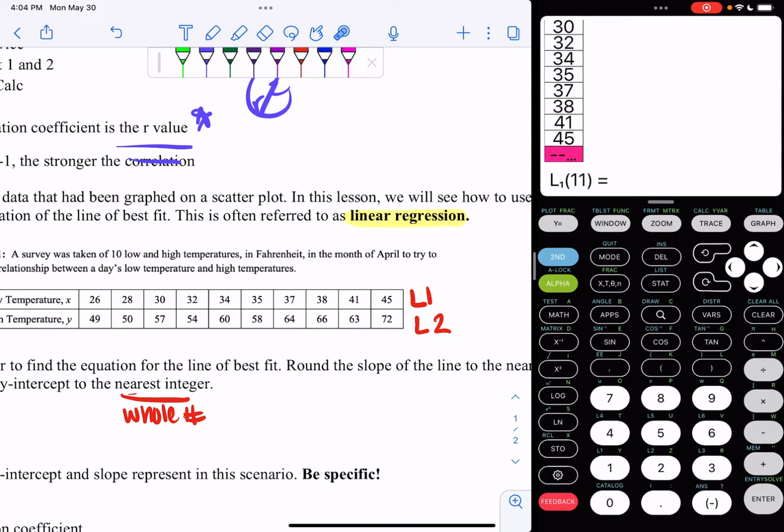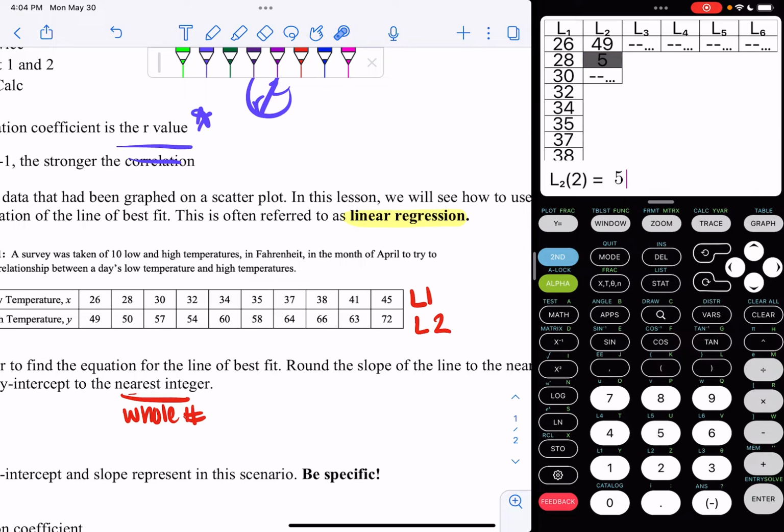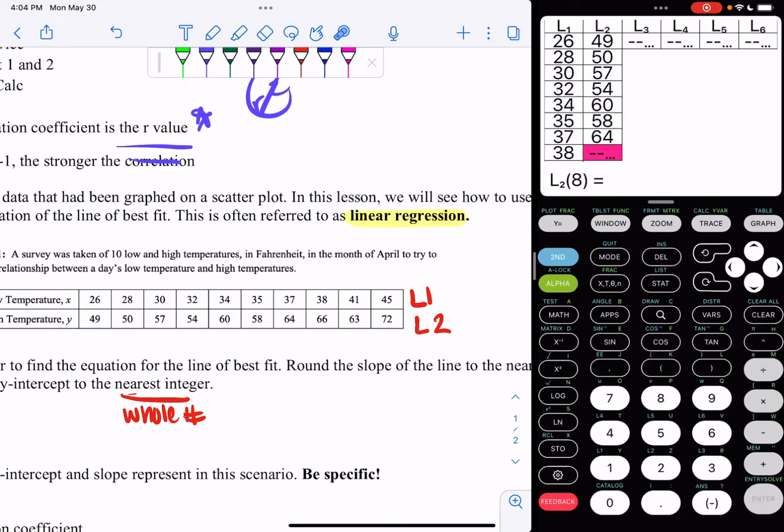Now, one thing that's crucial is you're going to see I have 10 data points. That means I'm going to have 10 more data points, but they're going to go in L2. So now I click on L2, and I type in my y values. So 49, 50, 57, 54, 60, 58, 64, 66, 63, and then 72.